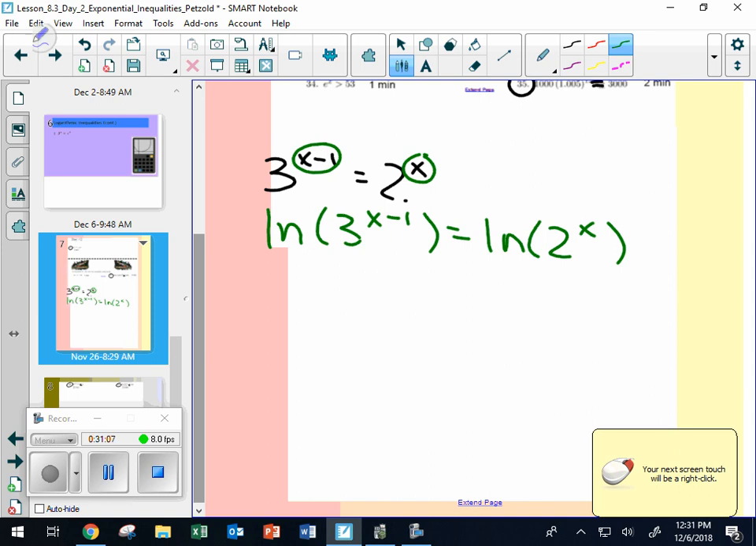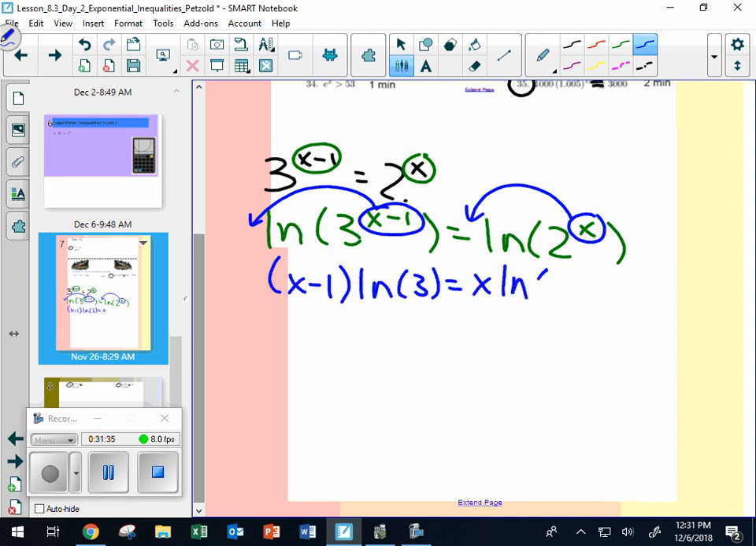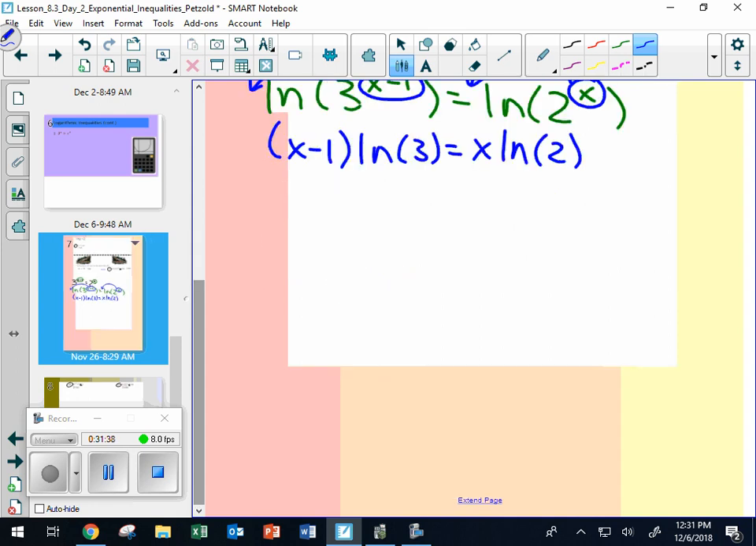And from here, what can I then do? What do you think, Andrew? What do you think we can do next? I want to get these out. Yeah, we can put them in front. They were an exponent. Let's make them not an exponent. So you'll have x minus 1 times the natural log of 3 is equal to x times the natural log of 2. At this point, you could pull out your calculator and figure out what numbers are.